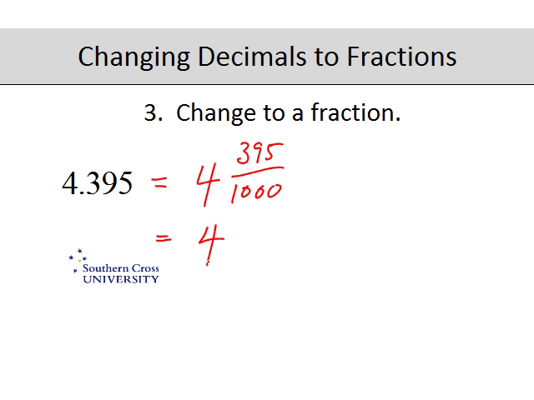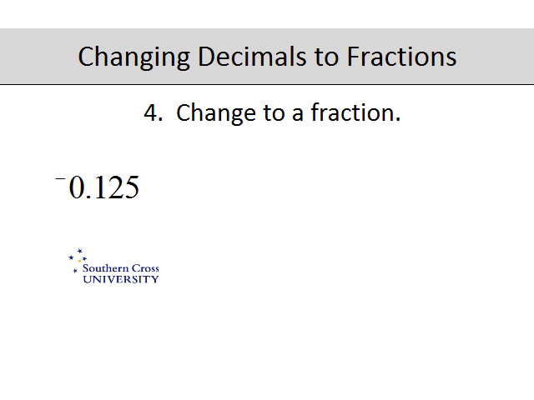So this is 4,395 over 1,000. We know that both these numbers will divide by 5 because one ends with a 0 and the other ends with a 5. And when you divide both of those by 5, you'll get 79 over 200. And I can't think of a number that goes into 79 and 200, so I'm pretty certain we've simplified that as far as we can go.